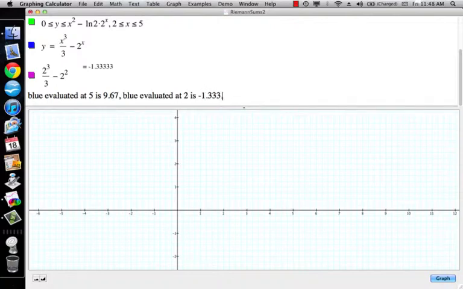Now what I want to do is say, what is 9.67 minus negative 1.33? Why am I doing that? Well, you'll see here in a second. So I've got 9 and 2/3 plus 1 1/3, which is going to give me 11. So that should be 11. Well, what's 11?